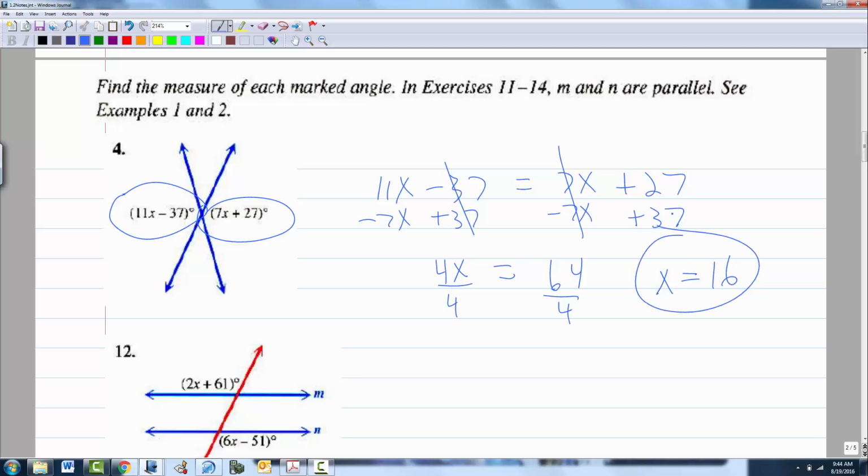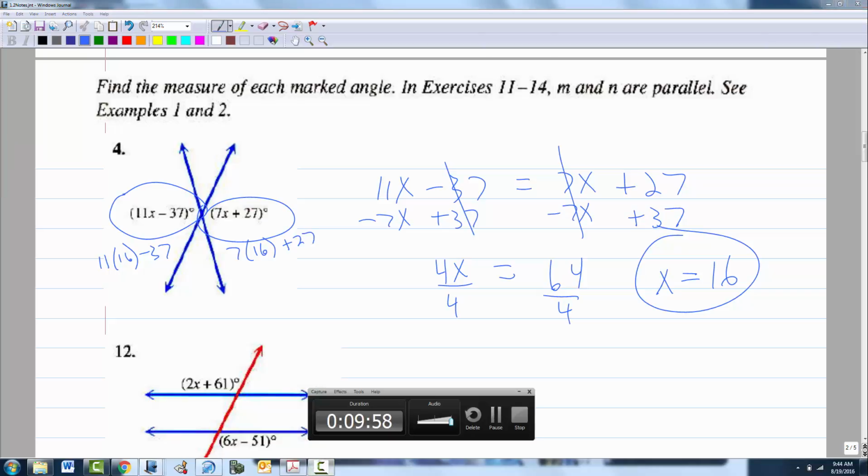Okay? And then it actually says find the measure of each angle. So what should I do with that 16? Plug it in, plug it in. Could someone get a calculator for me? Better darn well get the same answer when you plug that in.